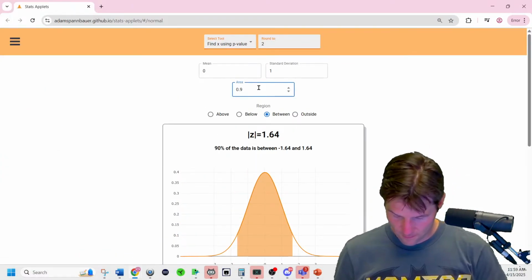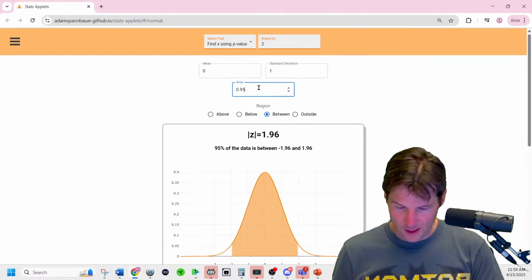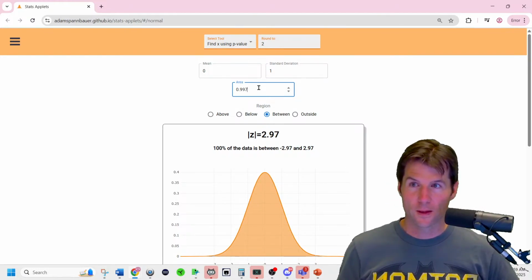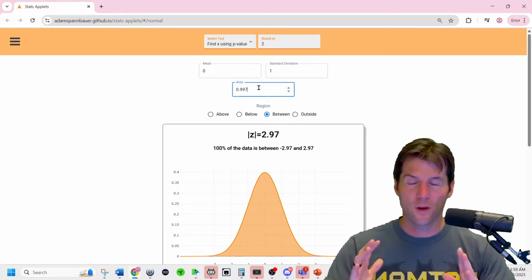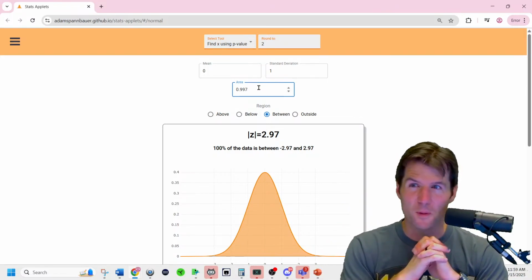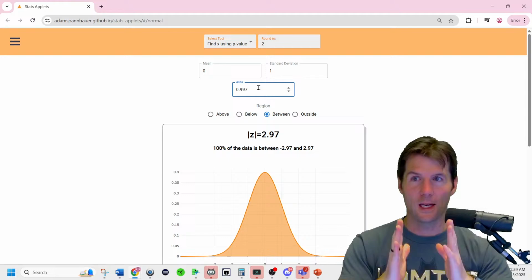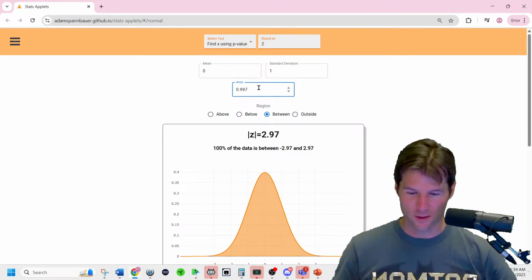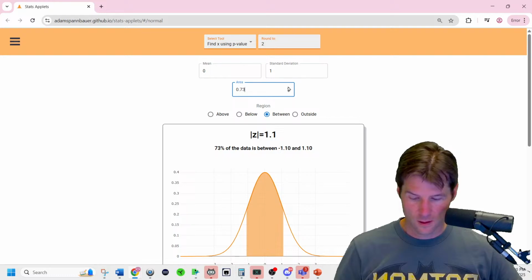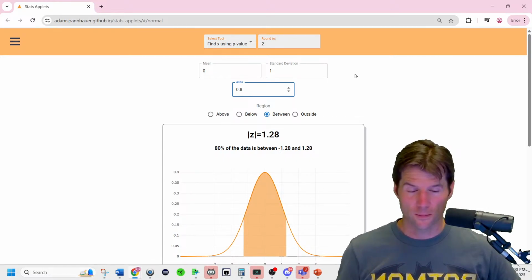68, 95, 99.7, the interval gets wider. It starts with a W. 68, 95, 99.7. As you go up in confidence, the interval gets wider.